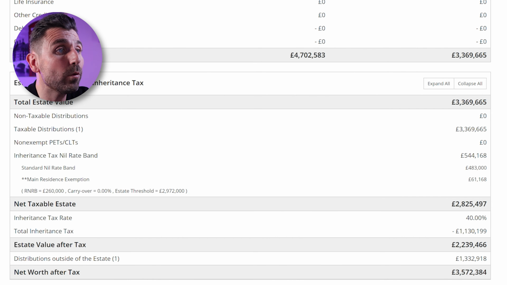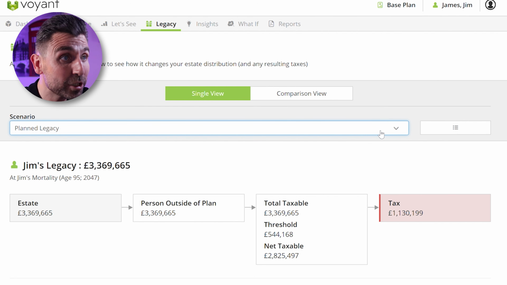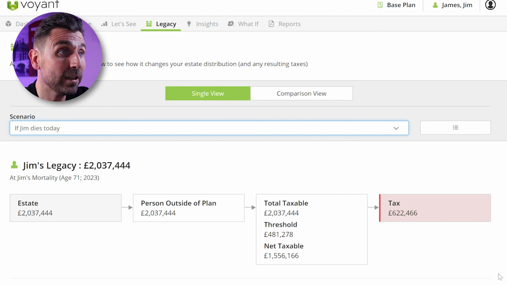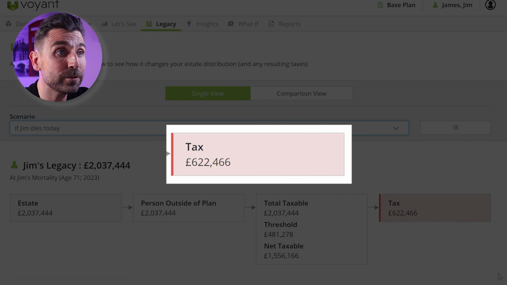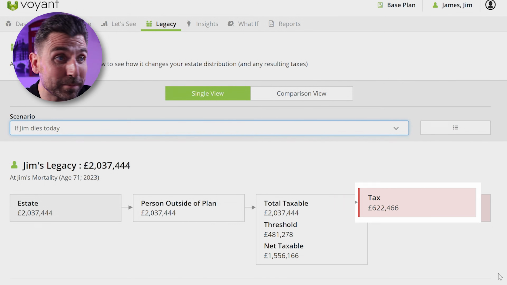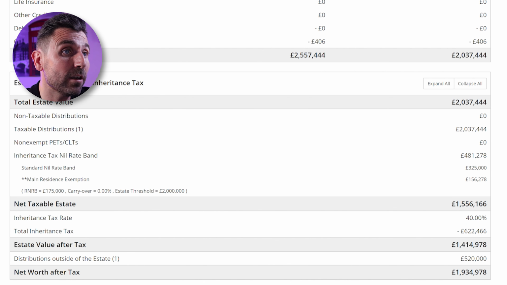We can also look to see what the tax position would be if he died today, not at the end of the timeline, so his immediate liability. And we can see that the current inheritance tax figure his beneficiaries would be liable for is £622,466. No wonder he wants a bit of advice. If we open this up into the detail, it breaks down how that figure has been arrived at.